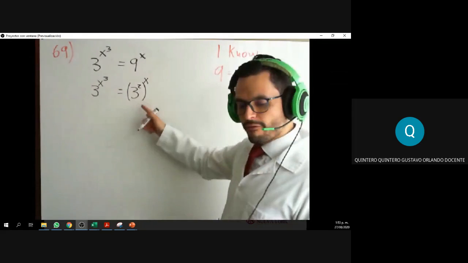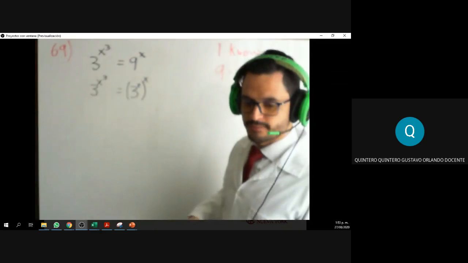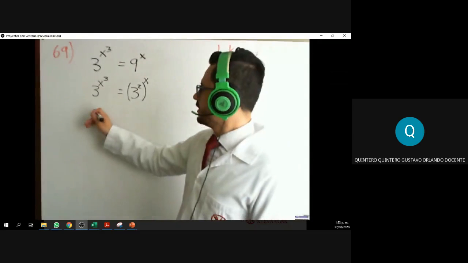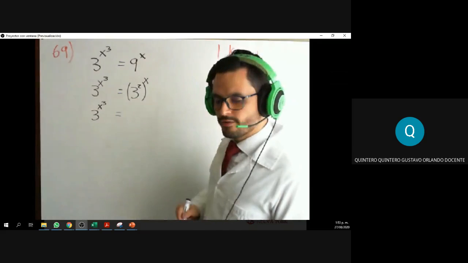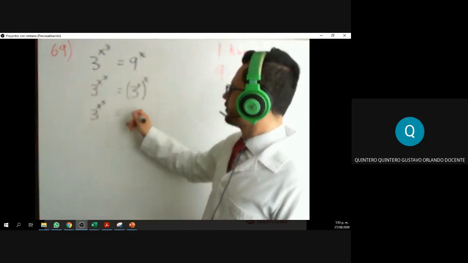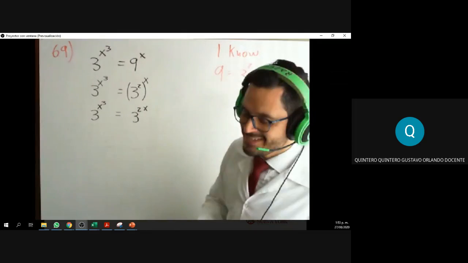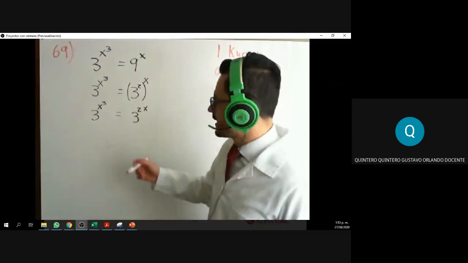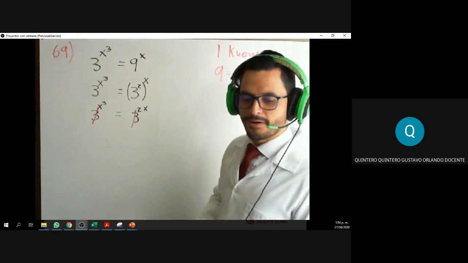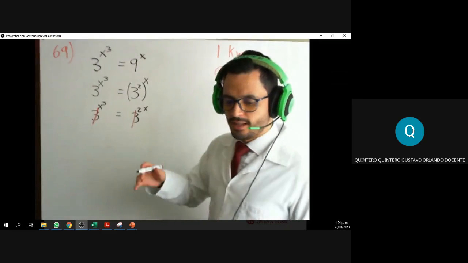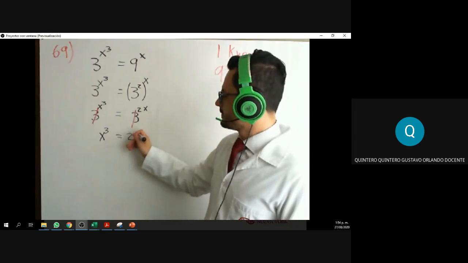As usual, now we have parentheses, now we have a power of a power, so we can multiply the exponents. On the left, we have 3 elevated to the x cubed, exactly the same. On the right, if we multiply the exponents, we have 3 elevated to the 2x. And just like any other one of these types of exercises, we can now cancel the bases. We are left with the exponents alone. So we have x cubed equal to 2x.